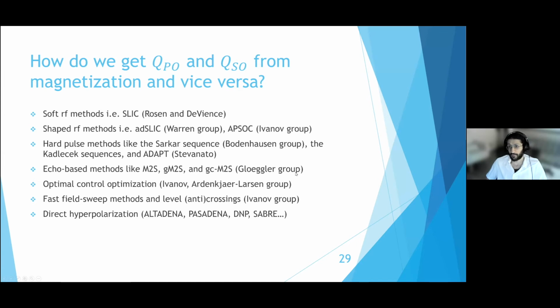GCM2S, which actually Stefan Glöggler's group published at the same time as us, so credit goes out to them as well. There's optimal control optimization, again pioneered by the late Konstantin Ivanov, as well as other groups. There are more exotic methods, which I'm not such an expert in, such as fast field sweep methods and exploiting level anti-crossings. And there's direct hyperpolarization. And hyperpolarization is something I won't talk about at all.